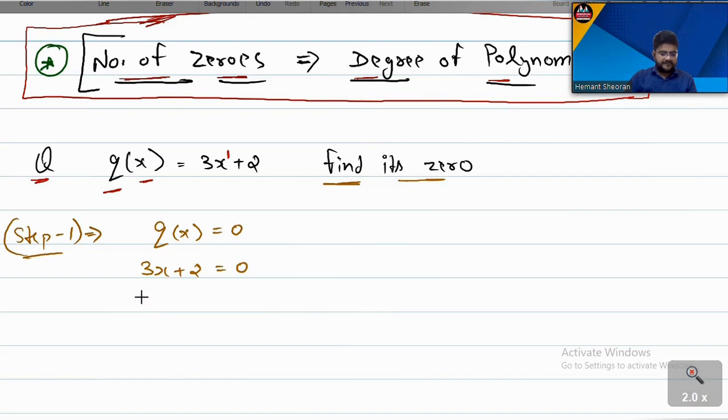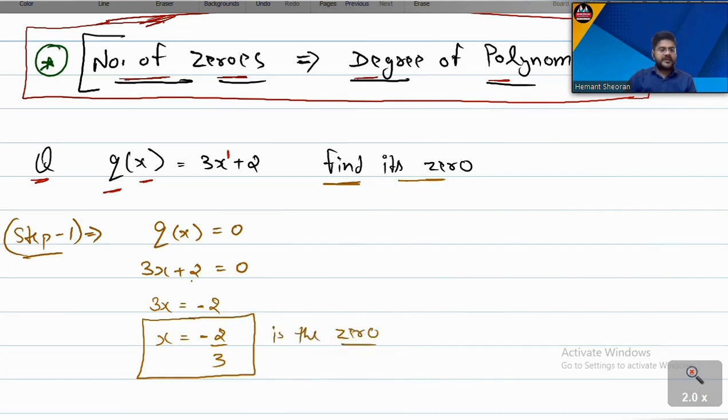Darshil, what do you say? So the first step will be equating it with 0. So positive 2 will go to that side, so it will become negative 2, and x will be equal to negative 2 over 3. That's it. Okay, so this is the 0 of this polynomial that we have.